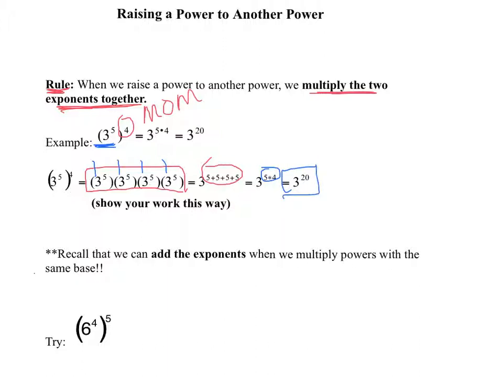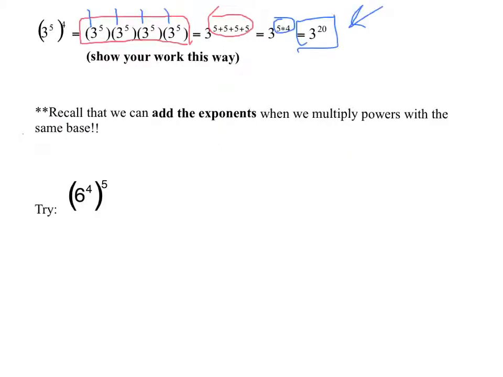Sometimes the problems say to multiply this out, 3 times 3 times 3, etc. Sometimes it says leave it in exponent form, which we have done here. So I'd like you to give this one a try and see what you get, and then turn the video back on.